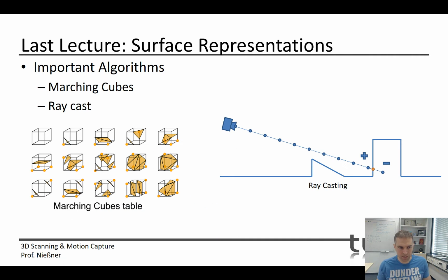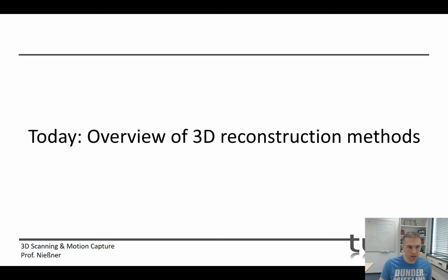We talked about implicit surface representations such as signed distance fields, and algorithms around them, how we can use marching cubes to take a TSDF or an SDF and convert it into an explicit mesh. And we talked about raycasting signed distance fields in order to render images or depth maps directly. So today we're going to follow up on these things. We're going to talk about 3D reconstruction methods on top of it.